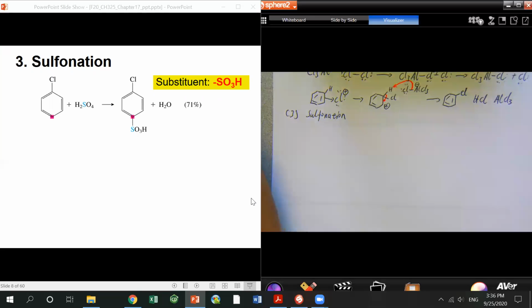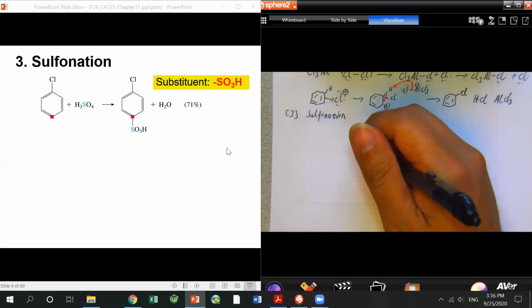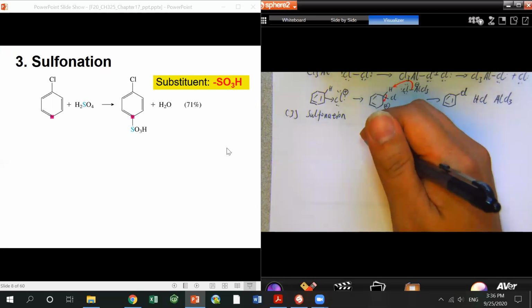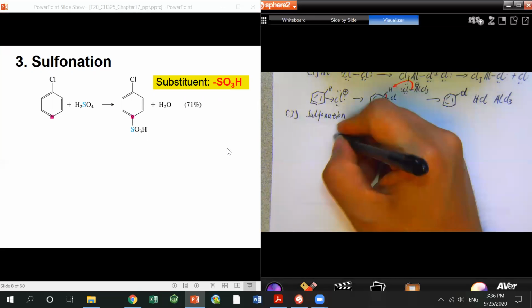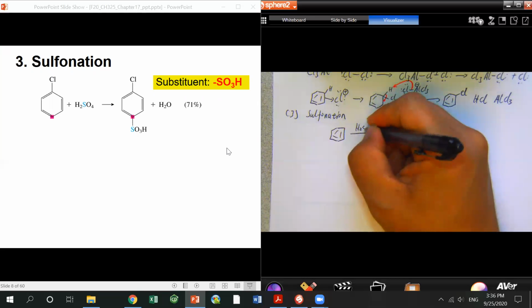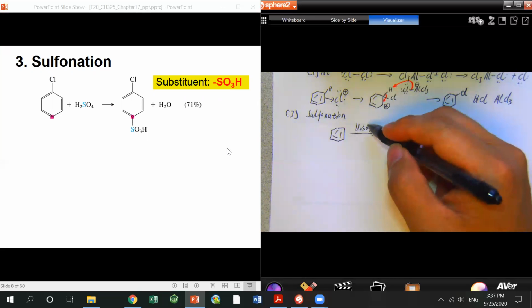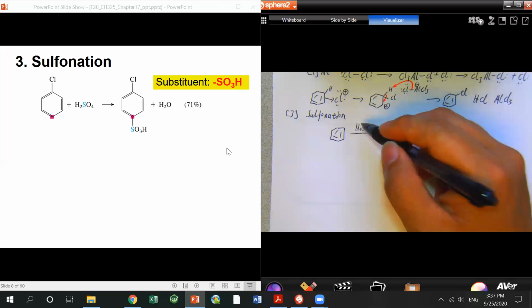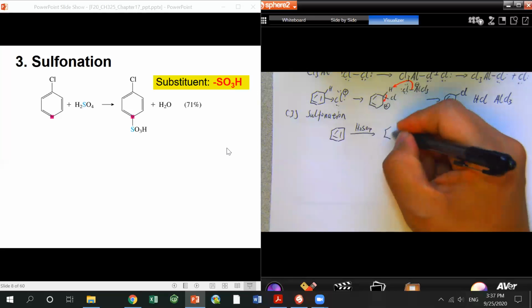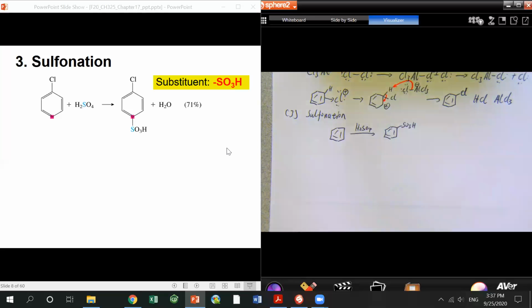For the sulfonation reaction, the reagent is pretty easy: just sulfuric acid. The general reaction is shown there, and I'll draw it. You have benzene and then just sulfuric acid. Normally you use very highly concentrated sulfuric acid, even 110% sulfuric acid, so actually you have a little bit of SO3 inside.